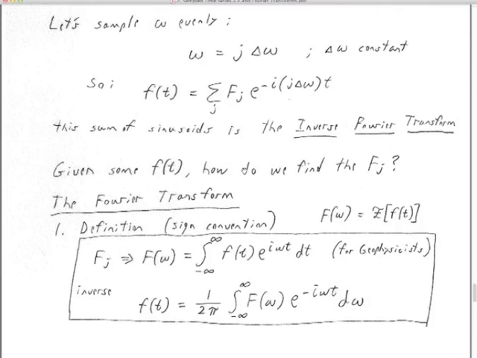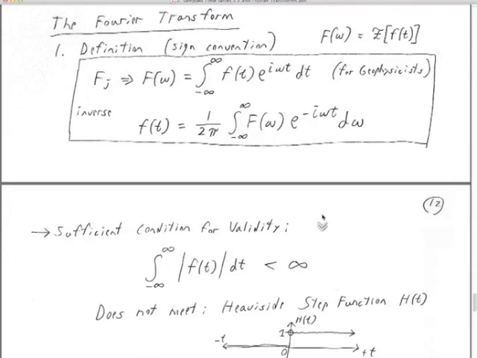So the logical question is, why have I defined the inverse before the forward? Given some f of t, how do we find the Fourier transform components? Here's what I hope is a reminder: what is the forward Fourier transform? I'm going to give the definition here. I'm not going to derive it; that's for a Fourier transform class.